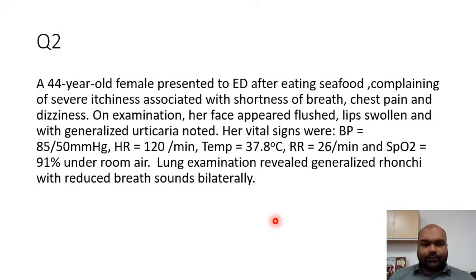Okay, so let's read today's question. A 44-year-old female presented to the emergency department after eating seafood, complaining of severe itchiness associated with shortness of breath, chest pain, and dizziness. On examination, her face appeared flushed, lips swollen, with generalized urticaria noted. Her vital signs were blood pressure 85/50, heart rate is 120, temperature 37.8, respiratory rate is 26 per minute, SpO2 91% under room air. Lung examination revealed generalized rhonchi with reduced breath sounds bilaterally.